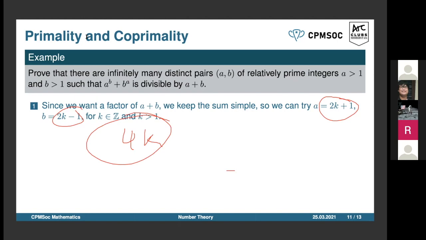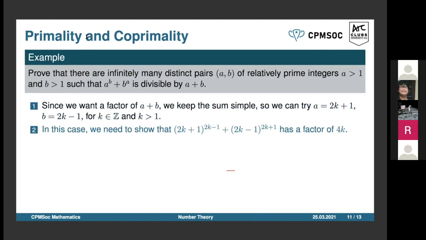Now, starting off with these numbers, we've got a and b, right? What we need to show, the next point, is that 2k plus 1 to the power of 2k minus 1, plus 2k minus 1 to the power of 2k plus 1, has a factor of 4k. So the factor that we're dealing with is relatively simple. The crux of this argument is like one line that immediately gives you the answer, and it's noticing that if we take 2k plus or minus 1 and take it to an even power, or just 2 in general, then we end up with, here we are.